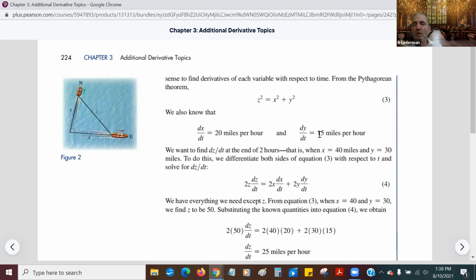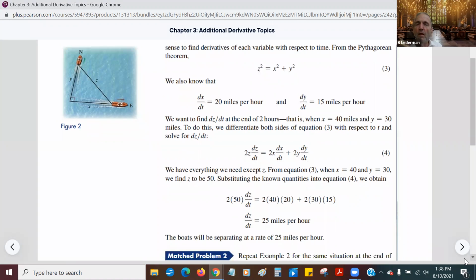And if this is 15 miles an hour and I'm traveling for 2 hours, then y is going to be 30. And if x is 40 and y is 30, I do a little Pythagorean theorem here, and I'll get z is 25. I'm sorry, z. What is z? Let's see, 3, 4, 5, 3, 4. No, 25. Right, z is 25.